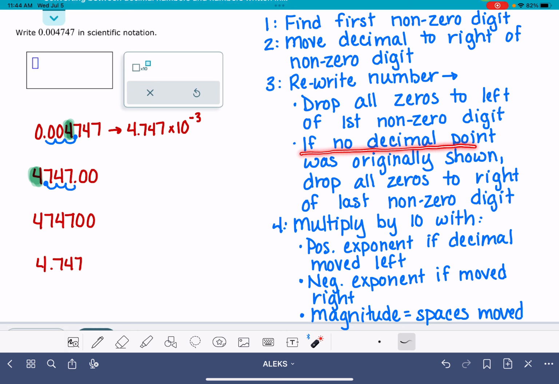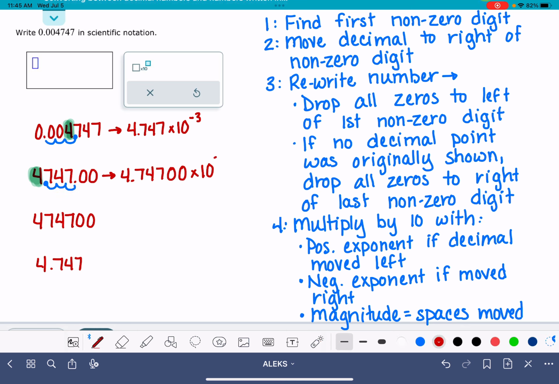If no decimal point was originally shown, now that doesn't apply to us because a decimal point was originally written in the number, right? So we don't even need to finish reading this. Rewrite our number with the decimal point in its new location, 4.74700. Notice we're not dropping any zeros from this number because we did not meet any of the criteria for dropping a zero. Multiply by 10, positive exponent because the decimal moved to the left, and the number of spaces that it moved, which is 3, is the magnitude of my power of 10.